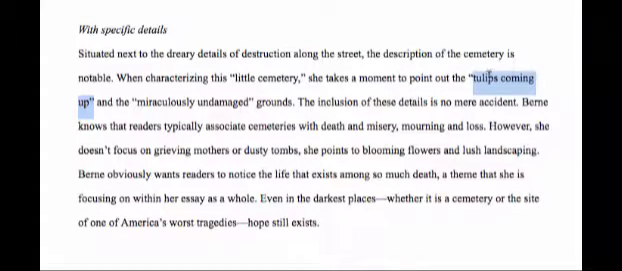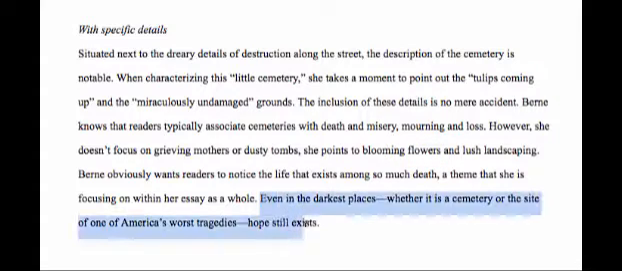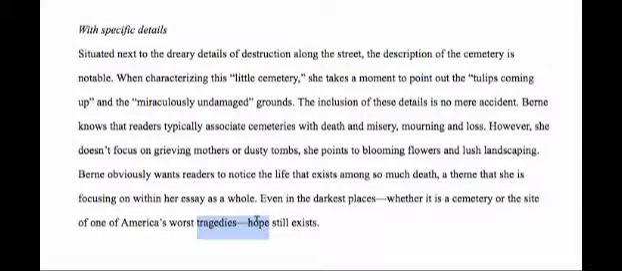What do these particular details elicit from the audience? Well, most of the time, this writer says, when you think of cemeteries, you think about these sorts of things, death and misery. But this writer has pointed out that that's not the angle that Byrne is going for here. Instead, she talks about all these positive things like flowers and miracles. And so then at the very end, this writer answers that last question: how does all of this apply to her overall purpose? And that purpose, if you read the whole piece, certainly has to do with hope. Okay, I hope this helped.